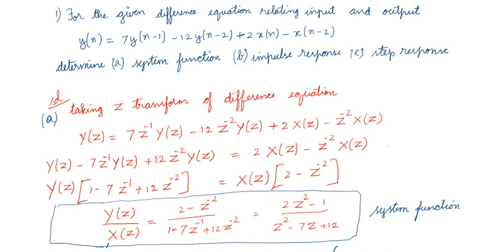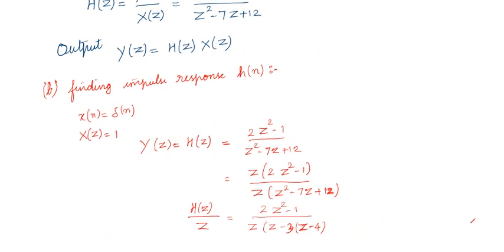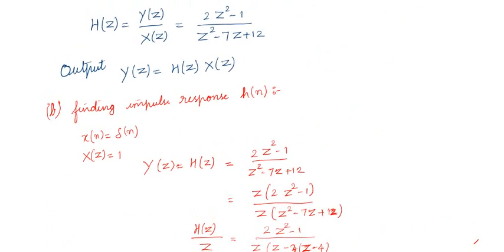Now we will find the impulse response. The system function is represented by H of Z, that is Y of Z by X of Z. So what is the output? Bringing X to the left side, the output Y of Z is the system function into X of Z. Our question is to find the impulse response. Impulse response is generally represented by h of n. Because the system function is H of Z, its inverse Z transform is h of n.